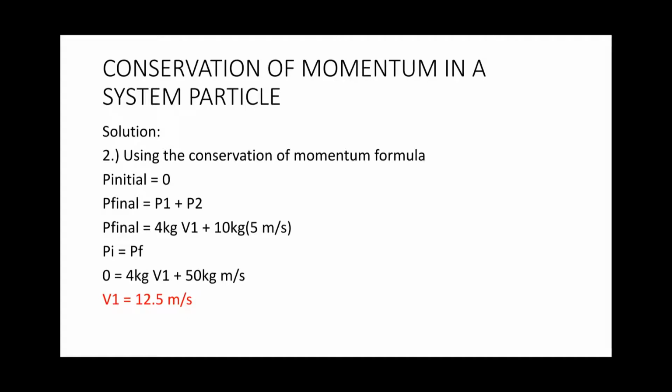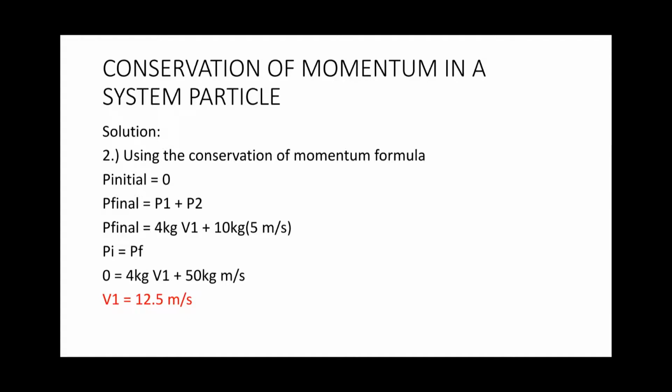So here's the solution for question number 2. We will use the conservation of momentum formula, which is the final momentum is equal to momentum number 1 plus momentum number 2. The initial momentum will be equal to 0 because it is not moving. Final momentum is equal to 4 kilograms v1, since the formula for momentum is mass times velocity, plus 10 kilograms times 5 meters per second.